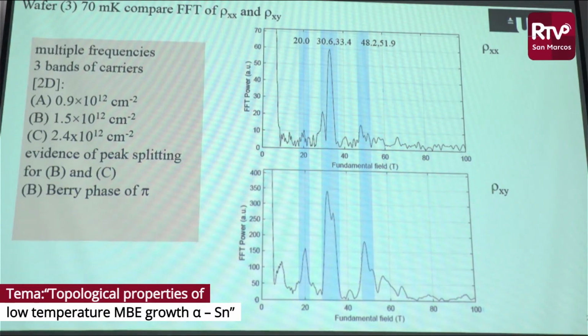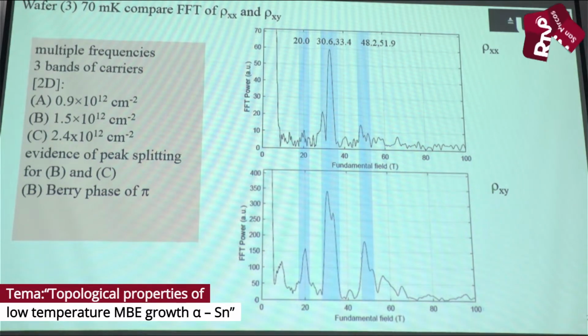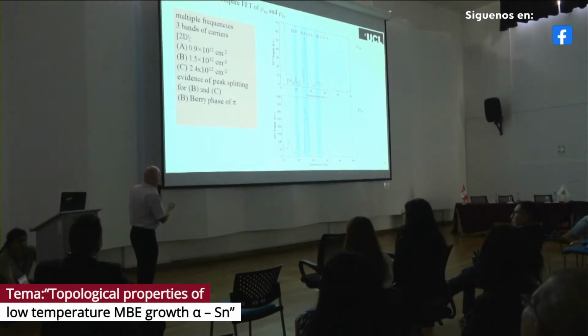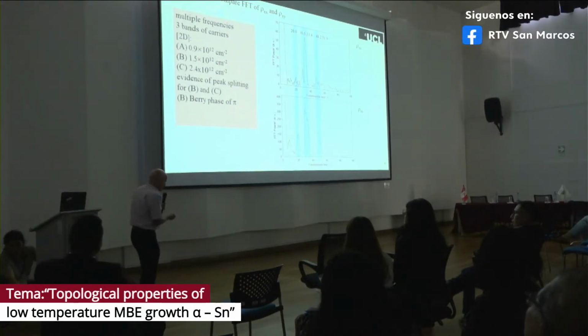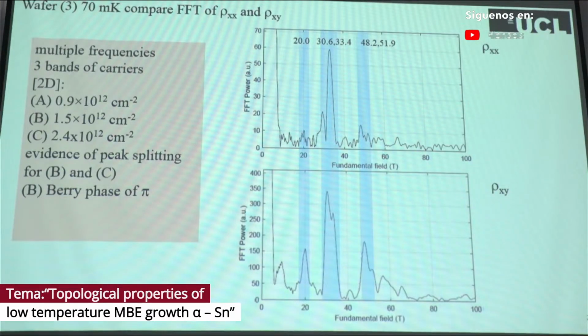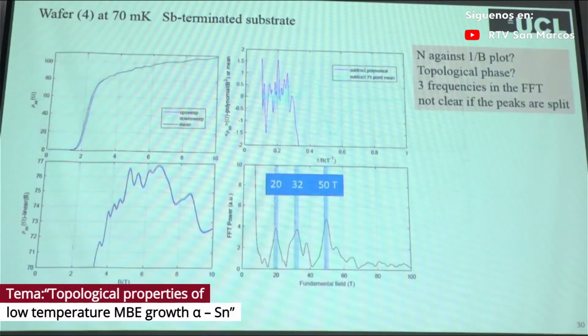You might say, well, it's just spin. But if it was a spin splitting, you'd get a peak at twice the fundamental field. So this is more likely to be a spin orbit type splitting. But as I say, we managed to pick up this Berry phase of pi, which is coming from a topologically protected surface.